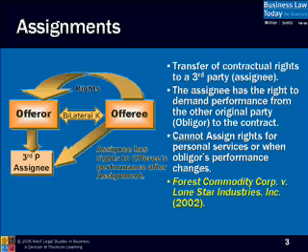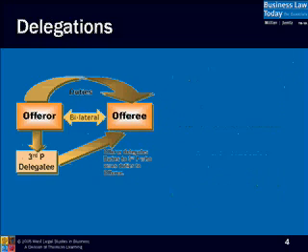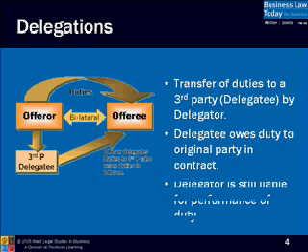But, for example, what if I'm supposed to paint your picture and you assign that right to have your picture painted to someone else? Well, maybe I don't want to paint someone else's picture. Maybe I just want to paint yours. So I don't want that right assigned to a third party. For the most part, assignment can happen, and we don't always have to let the other party know we've made the assignment.